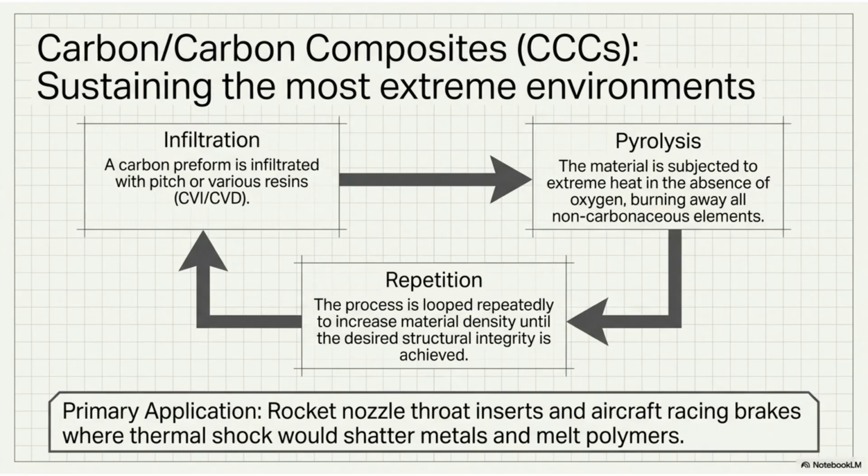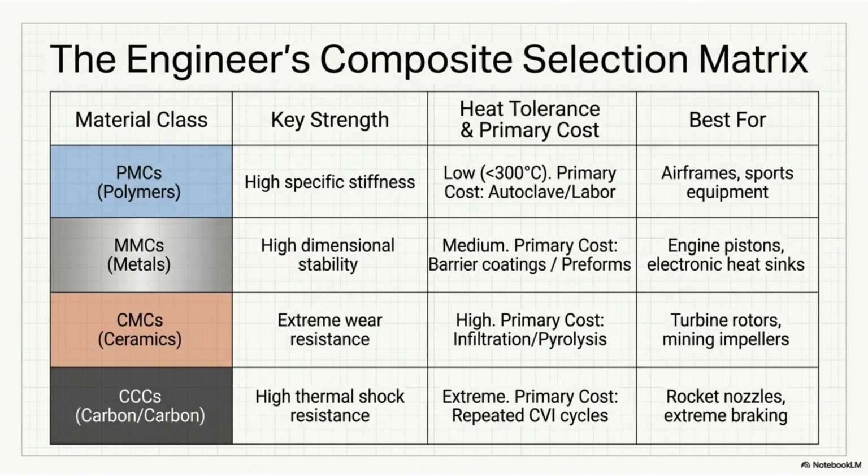The process involves infiltration, pyrolysis, and repetition to increase material density. Their primary application is in rocket nozzle throat inserts and aircraft racing brakes, where thermal shock would shatter metals and melt polymers. The engineer's composite selection matrix guides material choice based on key strength, heat tolerance, and cost.